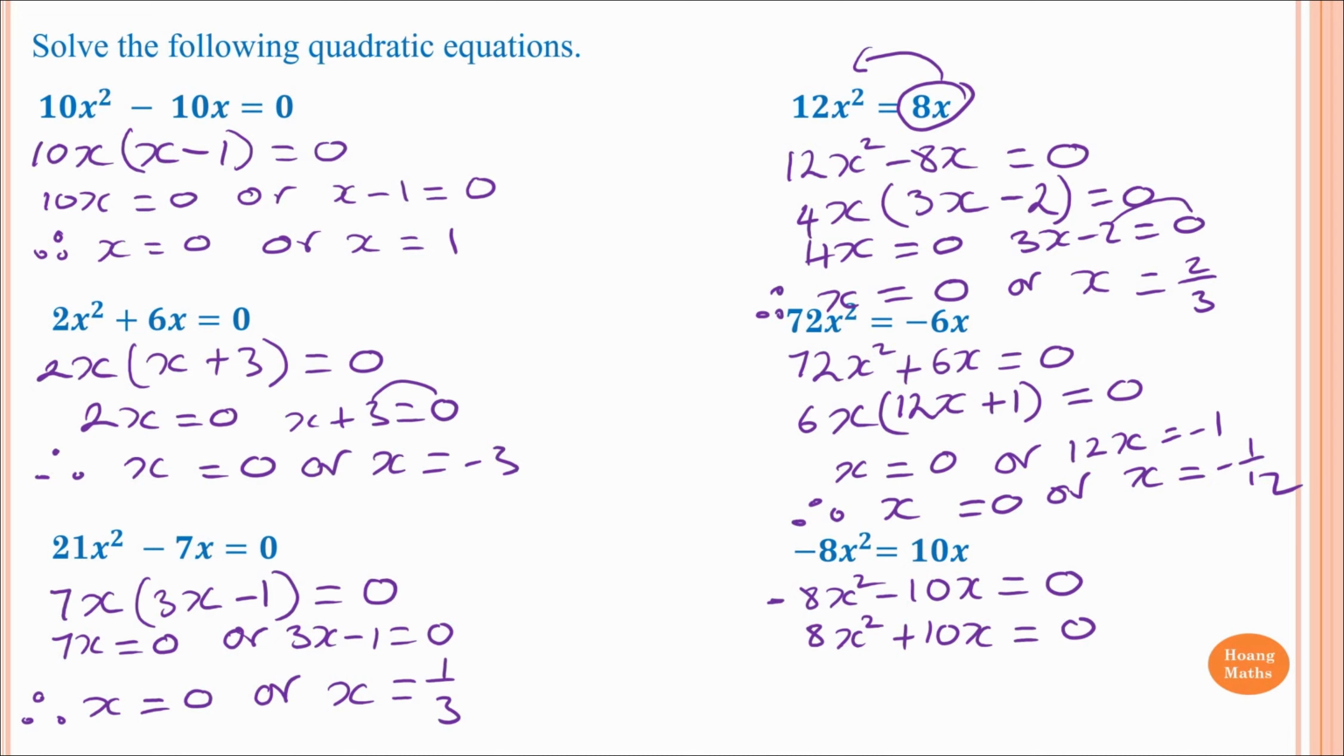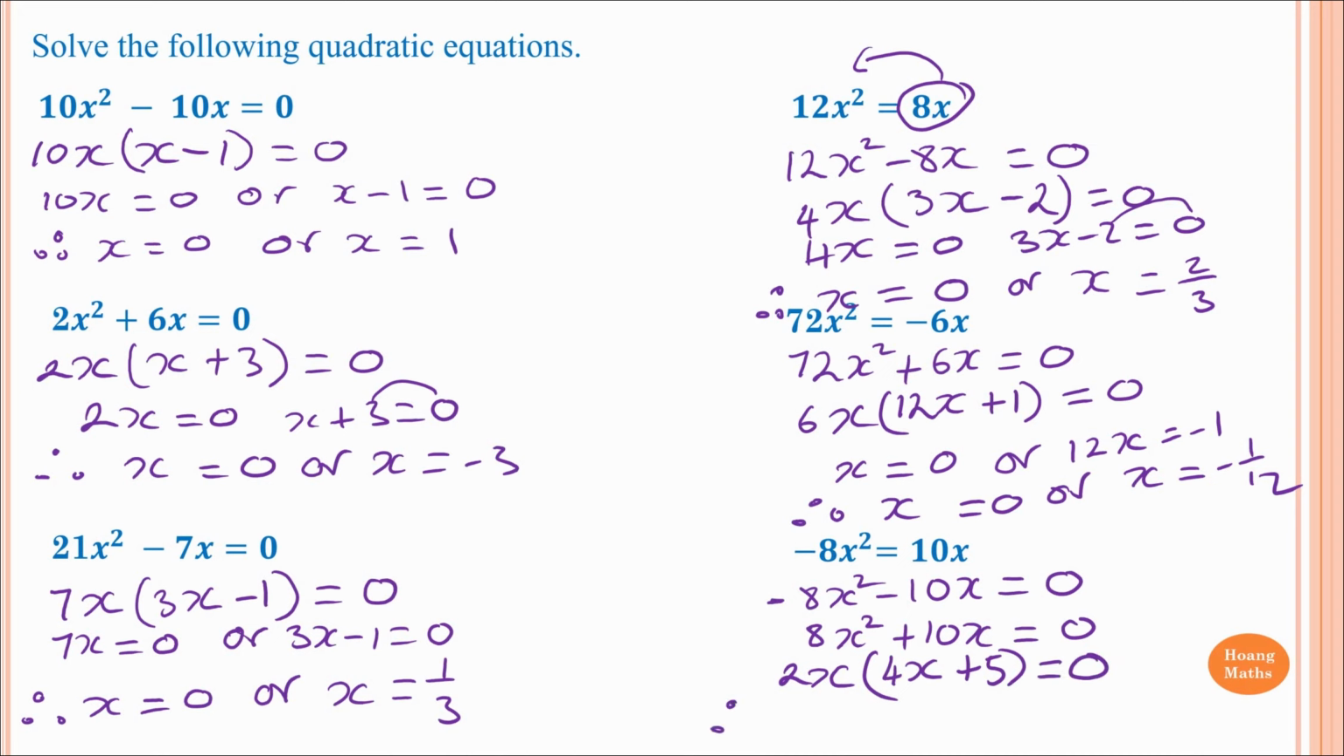So 8 and 10, the common factor is 2. So I take the 2 out. And x squared with x, so x is a common factor as well. So in the bracket, 8x squared over 2x. So 8 divided by 2 is 4. X squared divided by x is x. So that means 4x. And then 10x divided by 2x. So 10 divided by 2 is 5. X divided by x is cancelled out. So the answer is 5, which is equal to 0.